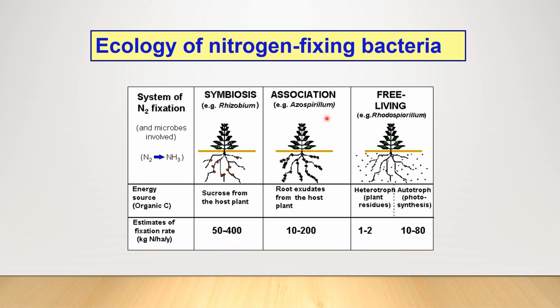Next is association, for example Azospirillum. Here the root exudates of the host plants become the organic carbon source for Azospirillum, and annually 10 kg to 200 kg of nitrogen is fixed per hectare by Azospirillum. Next is the free living bacterium, Rhodospirillum, which you see around in the soil.